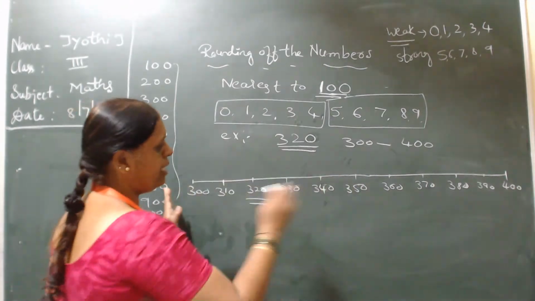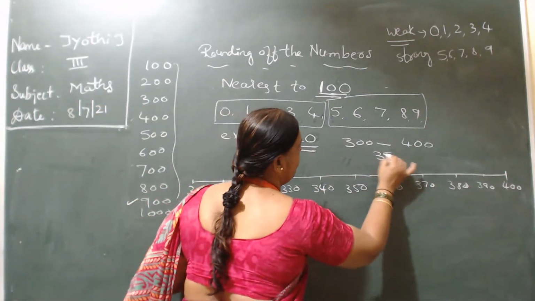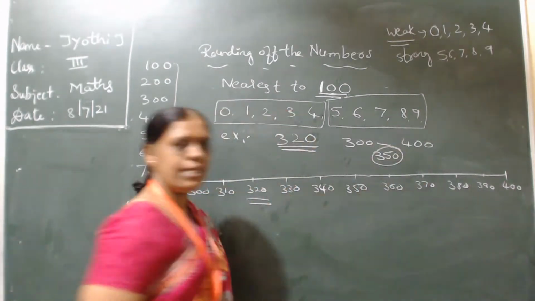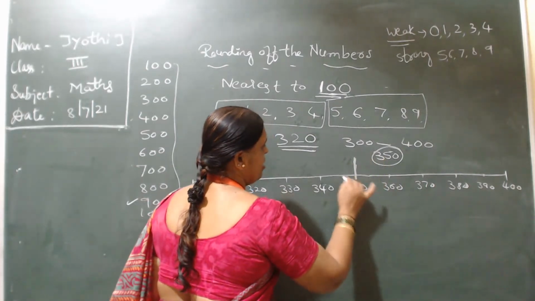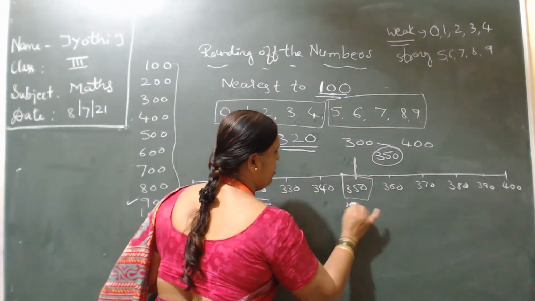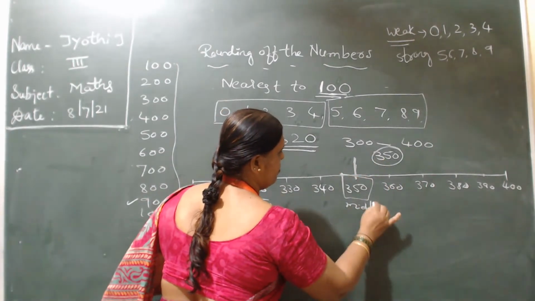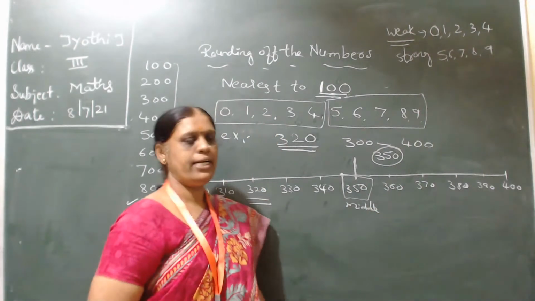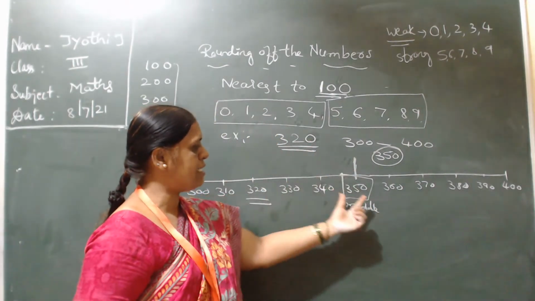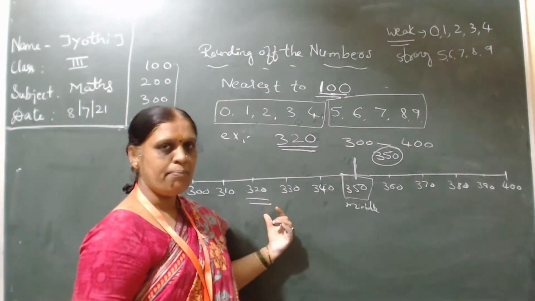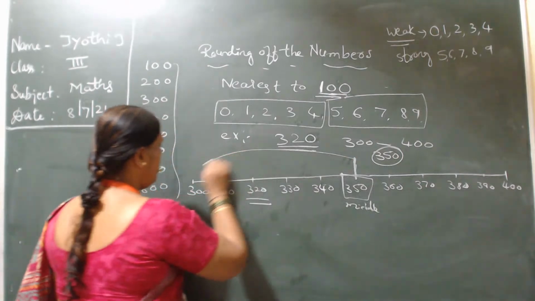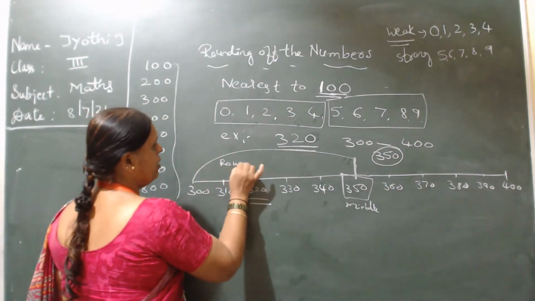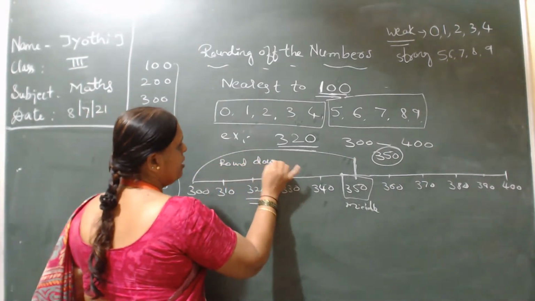So between these two numbers, what do we call the middle number? The middle number is 350. What is the rule? What did I tell you? When our number is less than the middle number, we come down. This is called rounding down.